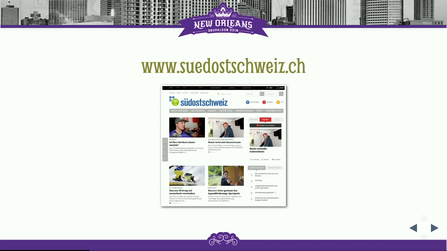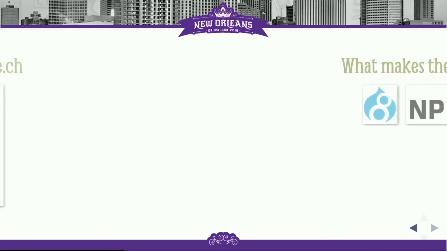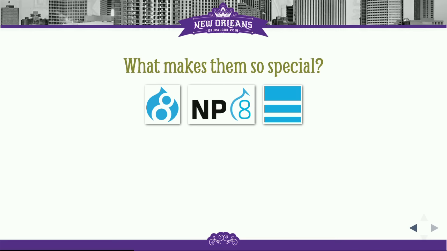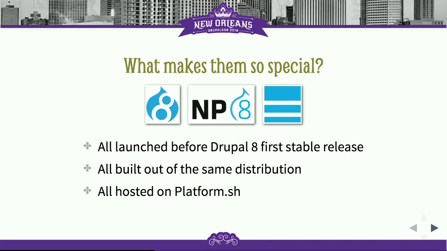But I'm also going to talk about another website called Swissinfo, built by another company, which is also a very big website in the news industry in Switzerland, and another one called Le Matin Bleu, also in Switzerland. Why am I talking about those three websites? Because they have a very strong particularity. What makes them so special? They have all been launched before Drupal 8 was actually released. So those major, huge websites have all been built and launched before Drupal 8 was released as a stable release. That makes it pretty cool. But they are also built out of the same distribution, the NP8 distribution, and they are all hosted on platform.sh, which is a hosting solution that I'm working with.